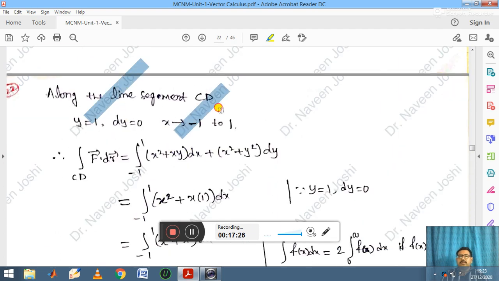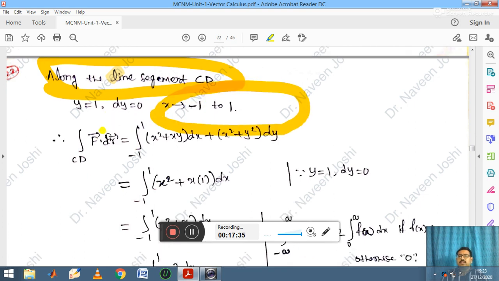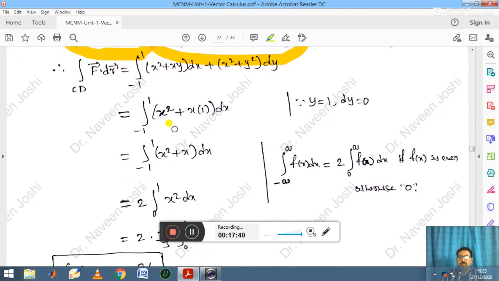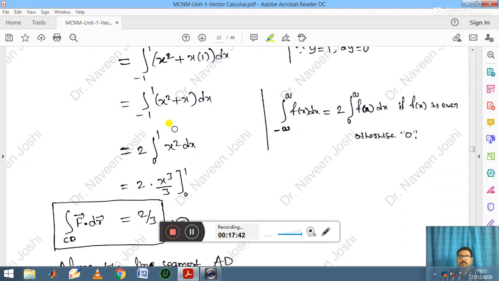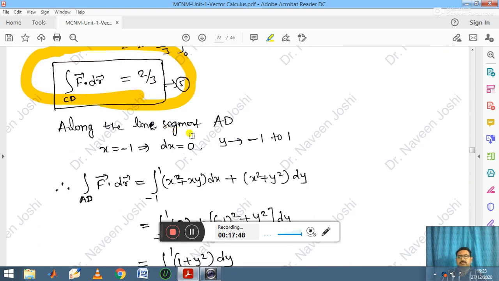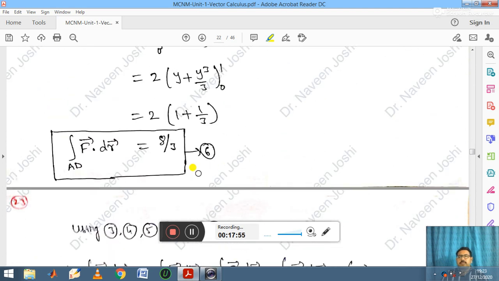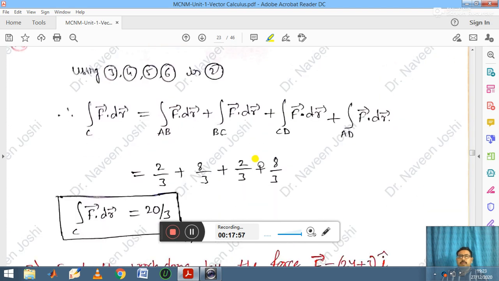In the same way you integrate the line CD. For this, CD is a horizontal line, therefore use the x limits, then the y value is 1, dy is 0. Then in the same way as the previous procedure, you evaluate the line integral of f dot dr along CD. Its value is 2/3. In the same way you evaluate the vertical line AD by choosing y limits, then your value will be 8/3. Then you combine all these.